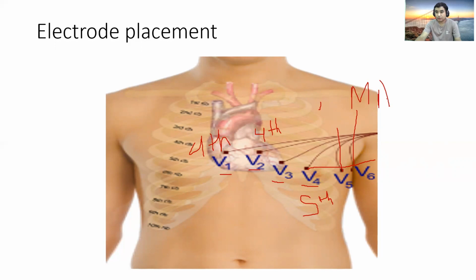So when someone asks you to keep the chest electrodes, your V1 should be in the right fourth intercostal space. Then you keep V2 in the left fourth intercostal space. Then you keep the V4 electrode at the apex, and V3 in between V2 and V4. V5 in the fifth intercostal space in the anterior axillary line, and V6 in the mid axillary line.